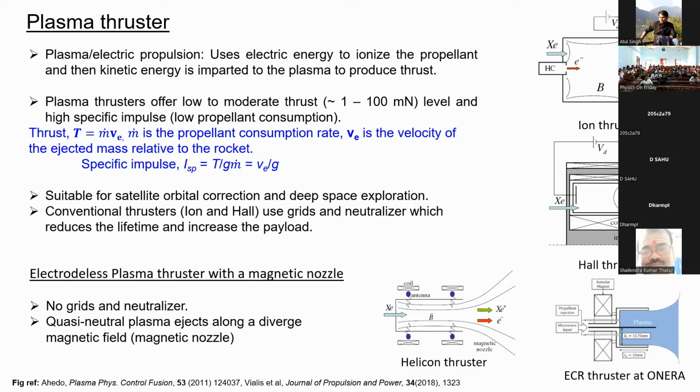The current technology has some problems. One is that it has to use electric grids of different types. You can see these are grids. The ions have to be accelerated, and to accelerate them you need some electric field, so therefore you use grids there.